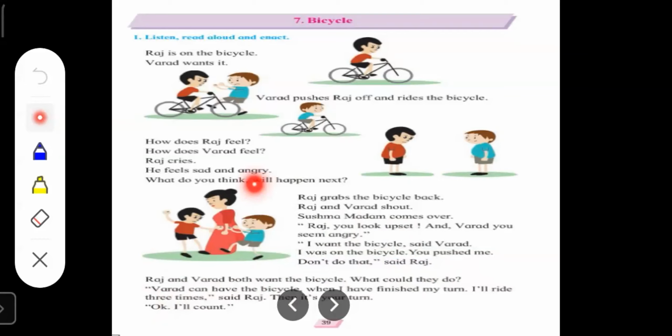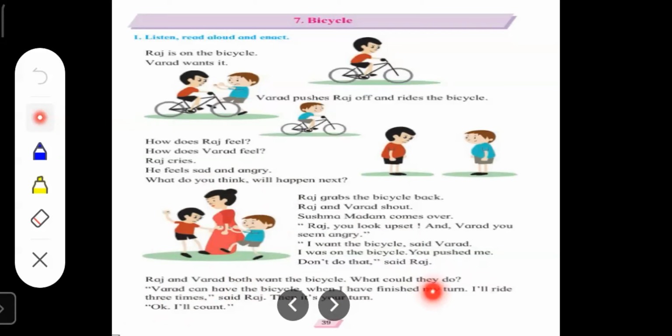Now in this picture you can see both are fighting and shouting. But children, they come to a solution. What is the solution? Raj is telling here, Varad can have the bicycle when I finished my turn.